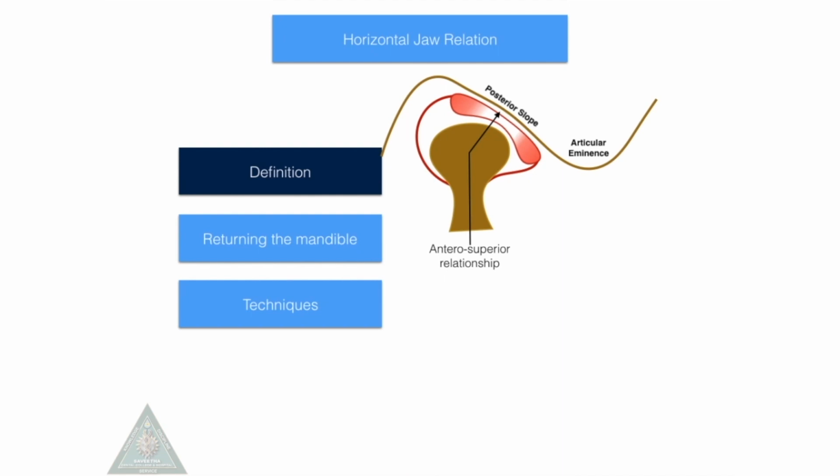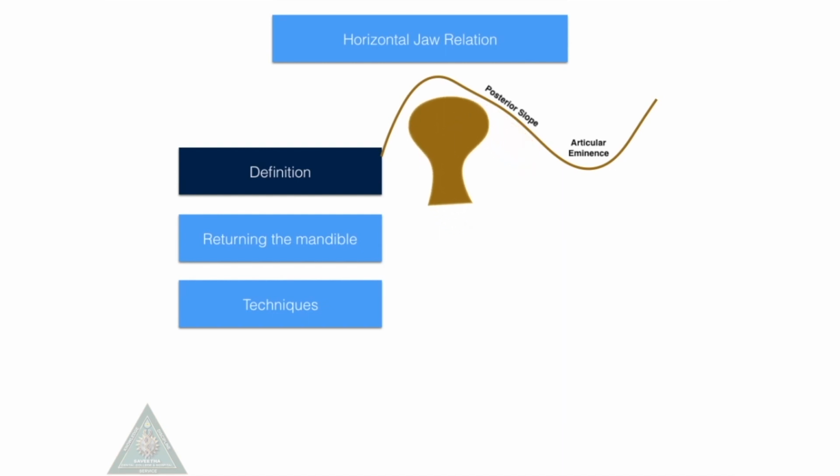Before I go into that, before this definition, centric relation was called the rearmost position, which was the rearmost, uppermost, midmost position, but now this is not accepted, and the definition I just gave is the most accepted definition. The next thing we need to learn about is the difficulties in retruding the mandible.